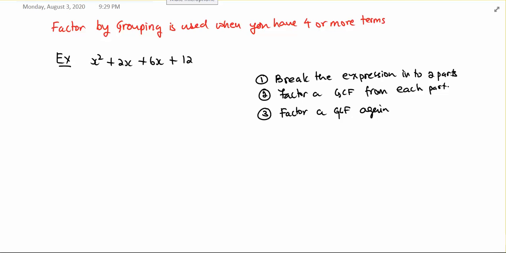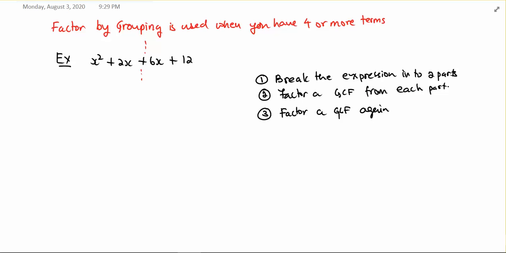Okay, so welcome to this video on factor by grouping. Factor by grouping, as you see in red there, is used if you have 4 or more terms. There are 3 basic steps to factor by grouping. You want to take your expression and break it up into 2 parts. So right there. And then you want to factor a GCF from each part.